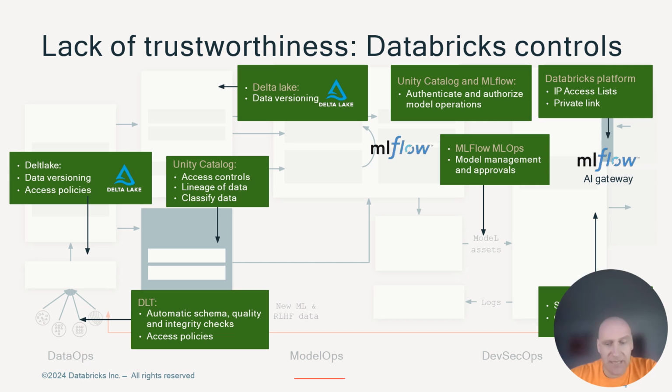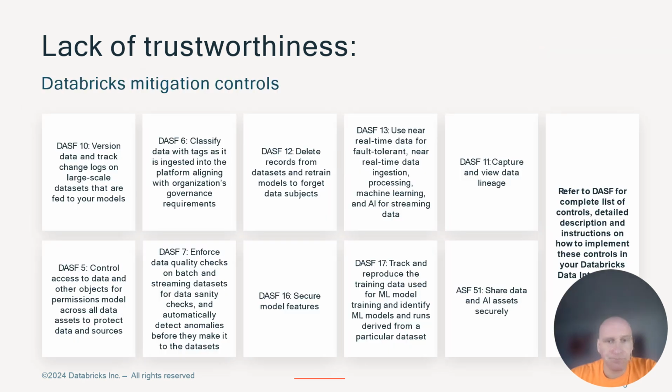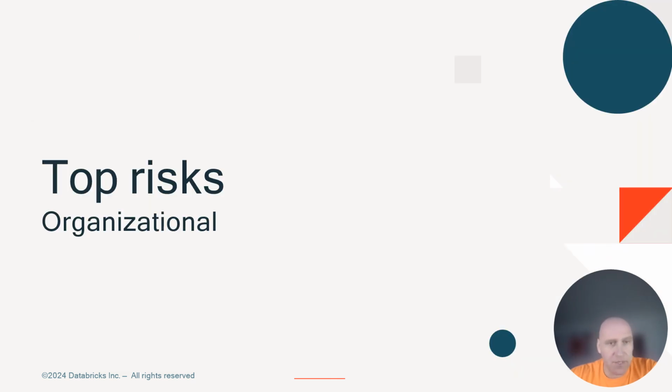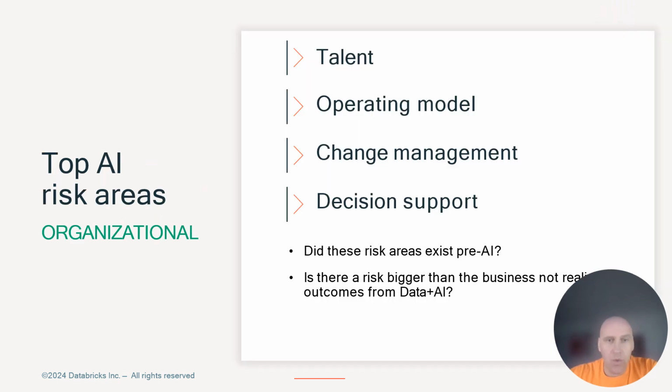Again, we're talking about Databricks controls in here. We're talking about Databricks mitigation controls based on specific risk frameworks. Now let's look at top risks from an organizational point of view while building AI. So we're talking about talent, operating model, change management, decision support.